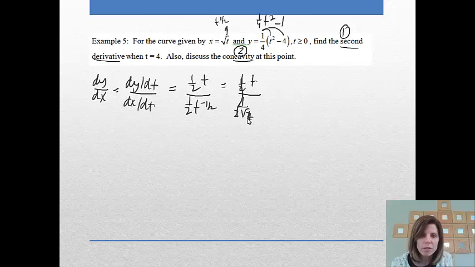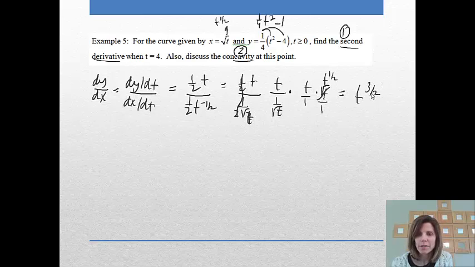So, whoops, this is a t down here. So I'm basically going to have t over 1 over the square root of t. And so I'm going to multiply by the reciprocal. So I'm going to get t over 1 times the square root of t over 1. And if you recall, square root of t is just t to the 1/2. So t to the 1 times t to the 1/2, we'll add our exponents, and you will get t to the 3/2. Right, it did ask us to find, oh, that was just the first derivative. Okay, getting that second derivative now.